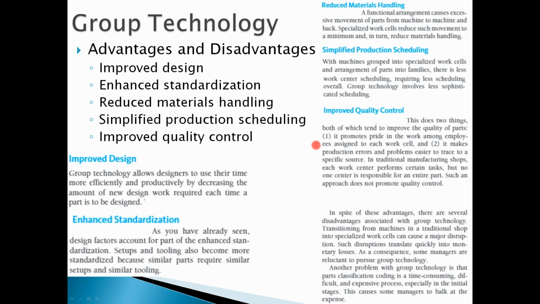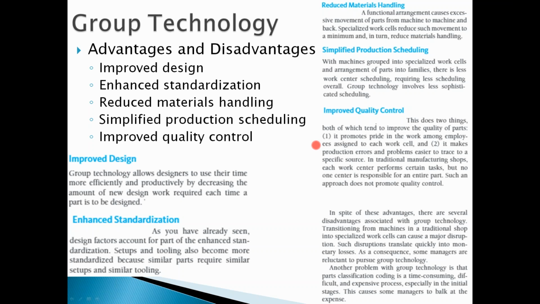So in spite of these advantages, there are several disadvantages associated with group technology. Transitioning from machines in a traditional shop into a specialized work cell can cause a major disruption. Such disruption translates quickly into monetary losses. As a consequence, some managers are reluctant to pursue group technology.